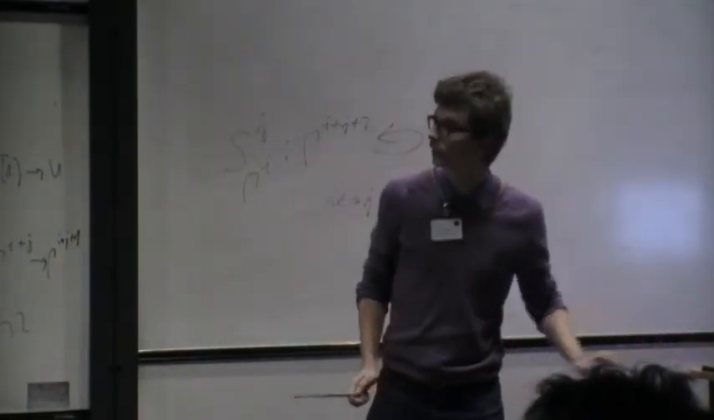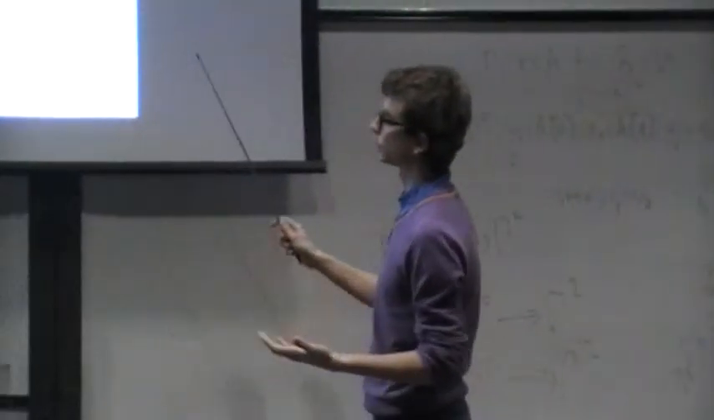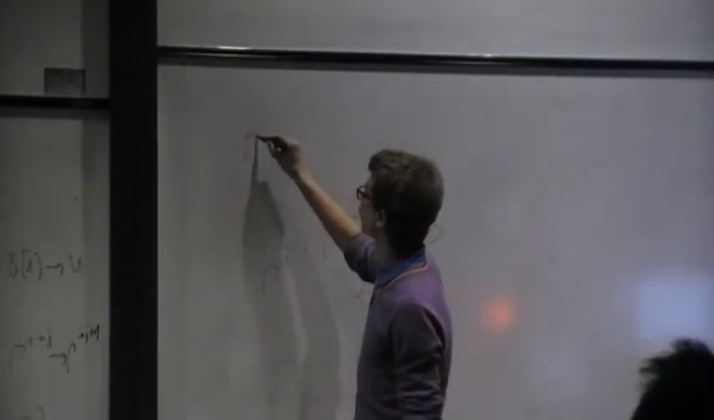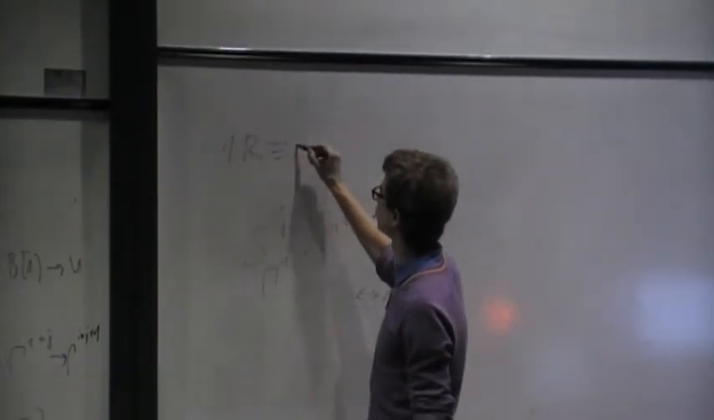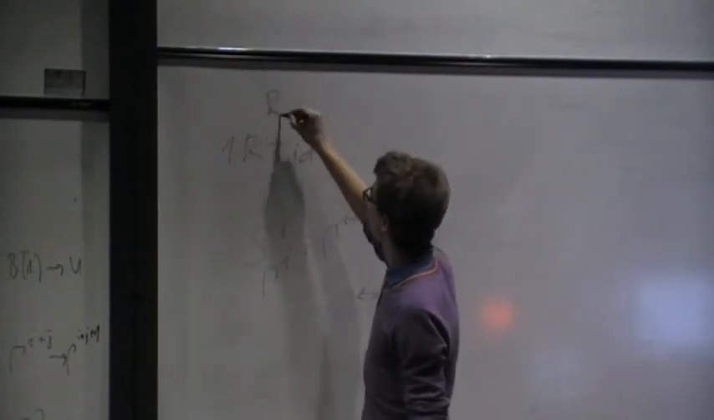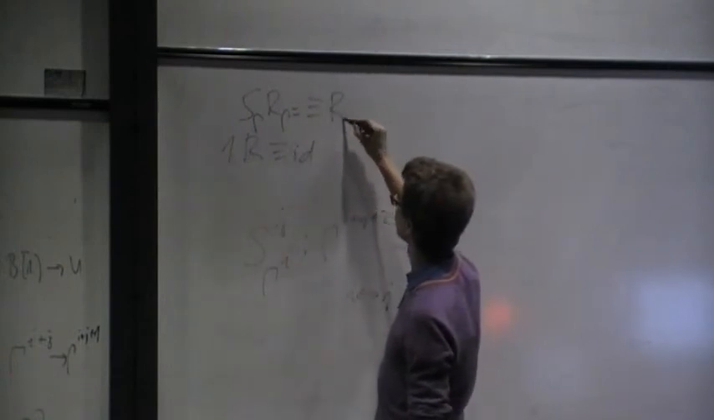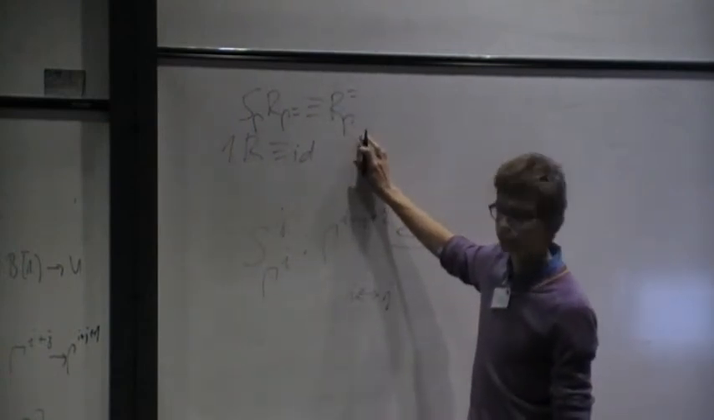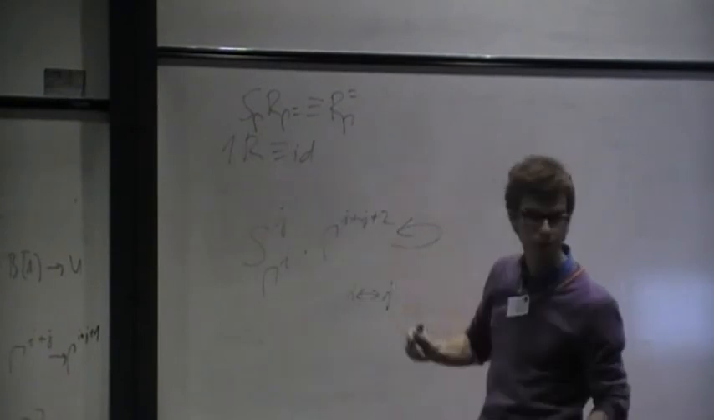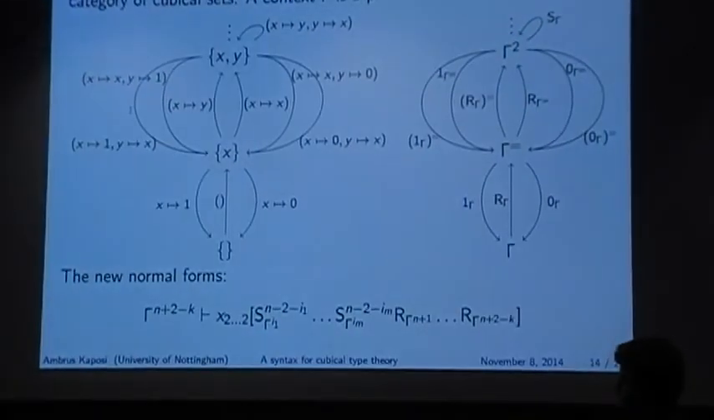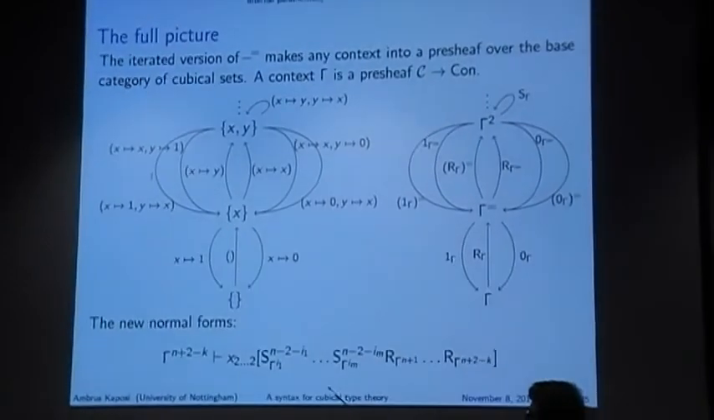And with this in mind, there are many laws between these substitutions. So one that I mentioned was that if I do R and then 1, it's the identity substitution. Or if I do R gamma equals and then I swap the dimensions, it's the same as adding a degenerate dimension at the other coordinate, at the other dimension. So by using these rules, we end up with these normal forms.